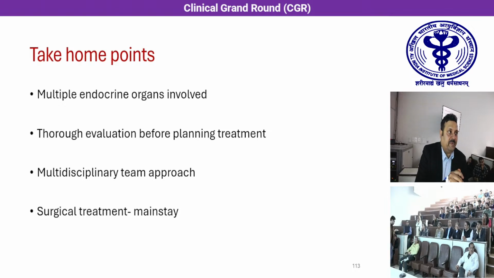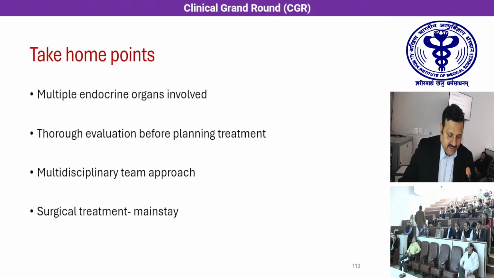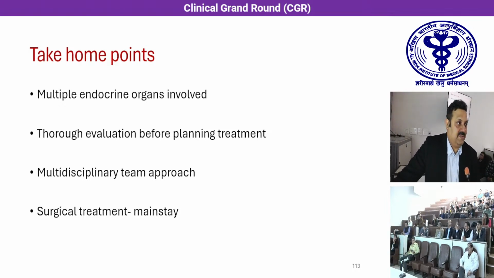So we saw that multiple organs are involved. That implies multiple departments should be involved for the diagnosis, for optimization, for intraoperative support, and the treatment part. In most of the conditions, surgery is the mainstay, but we need support from chemotherapy in some conditions, as well as our colleagues in nuclear medicine who offer PRRT or MIBG treatment.